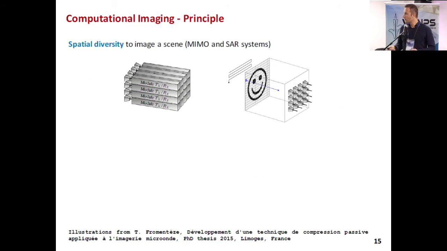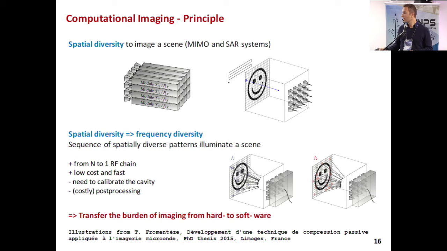So I came up with new figures to explain the same thing. In traditional approaches such as MIMO, you have an array of antennas, one RF chain behind each antenna, and you image pixel by pixel. We want to replace it with a compressive device here, with only one output or two. At one frequency, we will illuminate this pixel. At another frequency, another set of pixels. And we will use all these combinations in order to reconstruct our scene. So in some way, we have replaced the spatial diversity by a frequency diversity here. And we send a sequence of spatially diverse patterns in order to illuminate our scene and to reconstruct it.